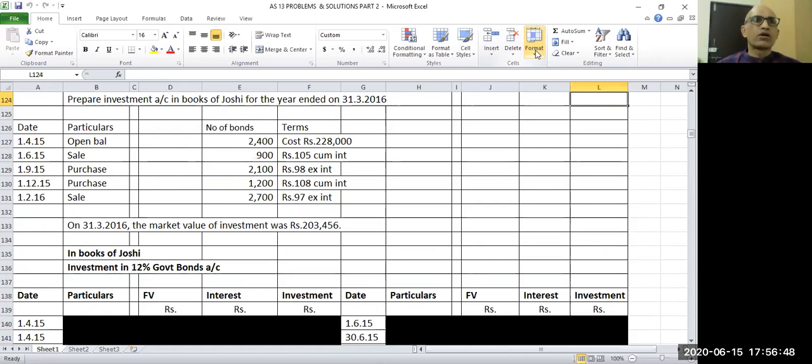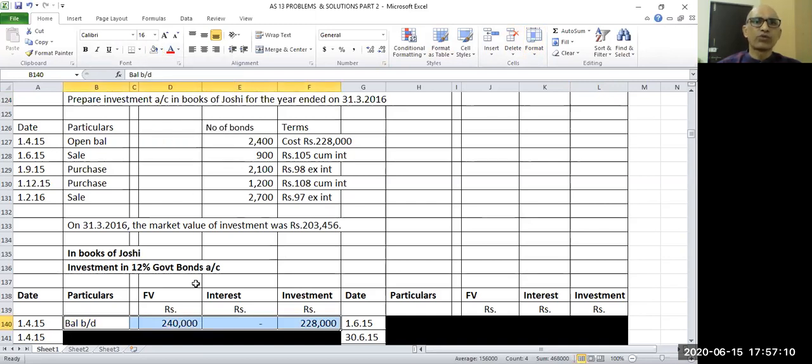Now on 1/4/15, there is an opening balance where the number of bonds are 2,400 with a cost of 2,28,000. So in our government bond account or investment account, our first entry will be to balance brought down, in which we are going to have the face value of 2,40,000 and the cost of investment as 2,28,000. So 1st April 2015, opening balance, to balance brought down, face value 2,40,000 and the cost of investment is 2,28,000.